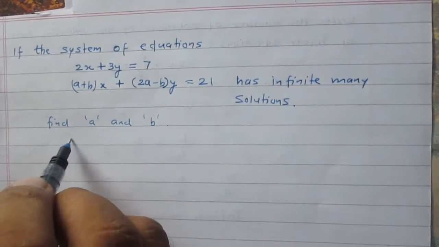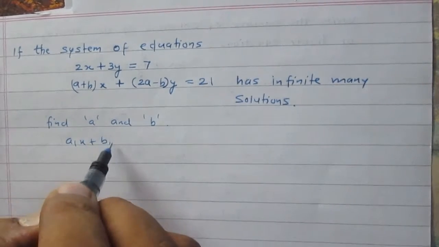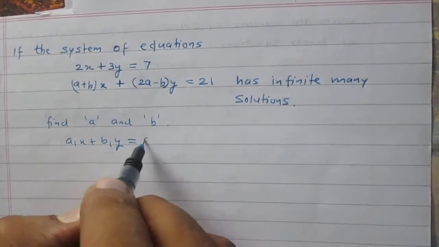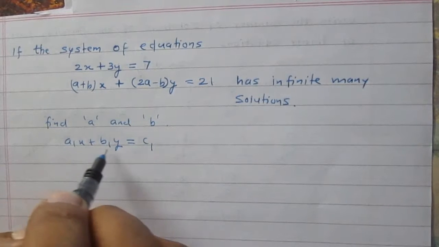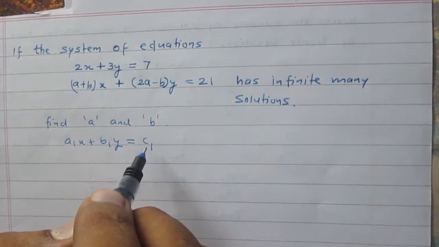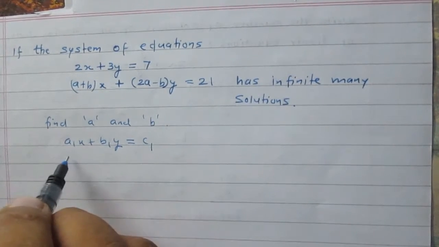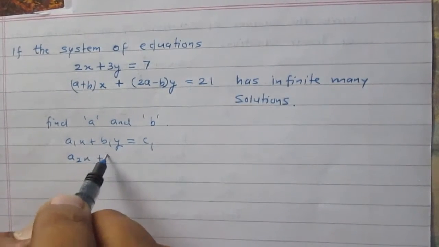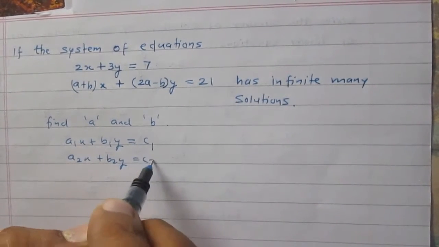So the general form is a1x plus b1y is equal to c1. It is the first equation of the general form of pair of equations. The second equation is a2x plus b2y is equal to c2.